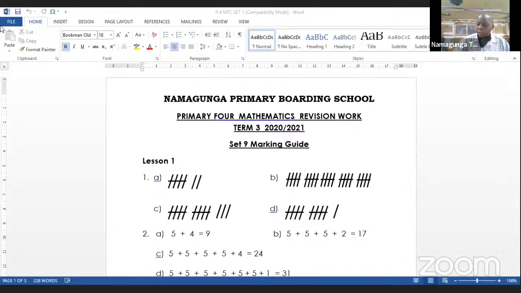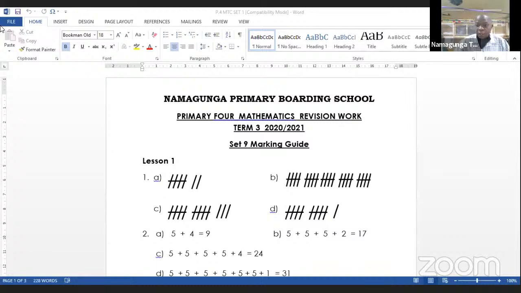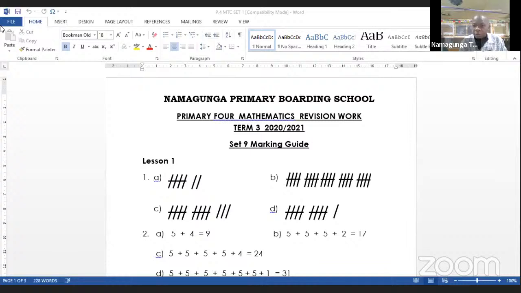Before we go to part B, I'm seeing Womukisa. His hand is up. Excuse me, teacher, I didn't get the marking guide. You are going to get it immediately I complete the presentation. You'll get the guides immediately I complete going through.